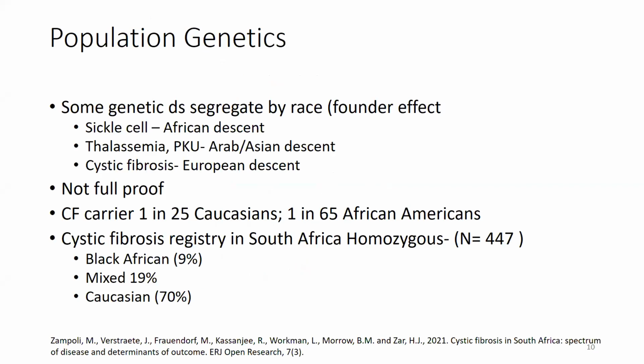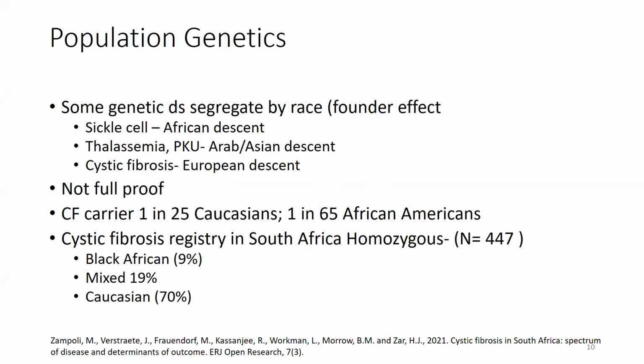Usually when we come to genetic disorders, there are some genetic disorders that cluster in races, and this is called a founder effect. So a disorder like sickle cell seems to have developed about 7,000 years ago, somewhere in what was then called the Green Sahara. So it's a disorder primarily of people of African descent. Then you have thalassemia, phenylketonuria that seems to predominate in people of Arab and Asian descent, and cystic fibrosis in European descent. But it's not a hard and fast rule.